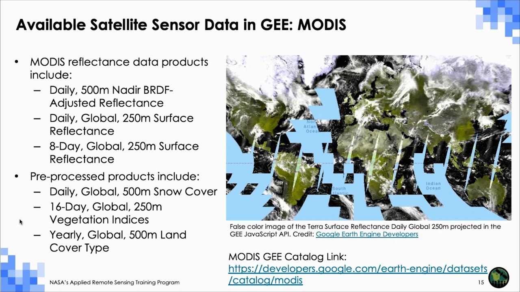And here on the slide, I've displayed an example of the daily global MODIS surface reflectance product in the GEE map. And there are also a variety of pre-processed MODIS products that you might find useful, such as snow cover, vegetation indices, and land cover data product type as well.